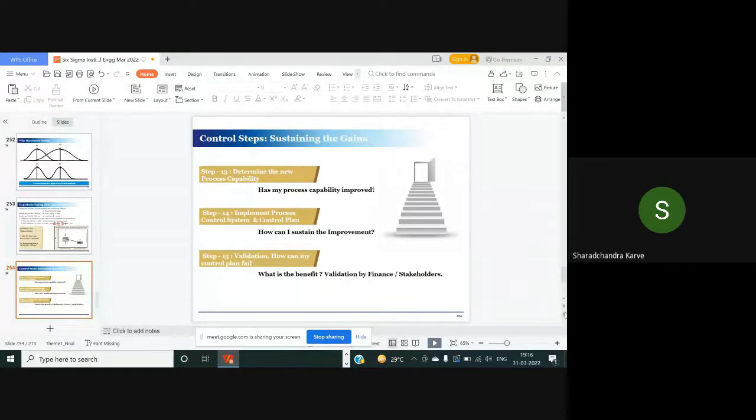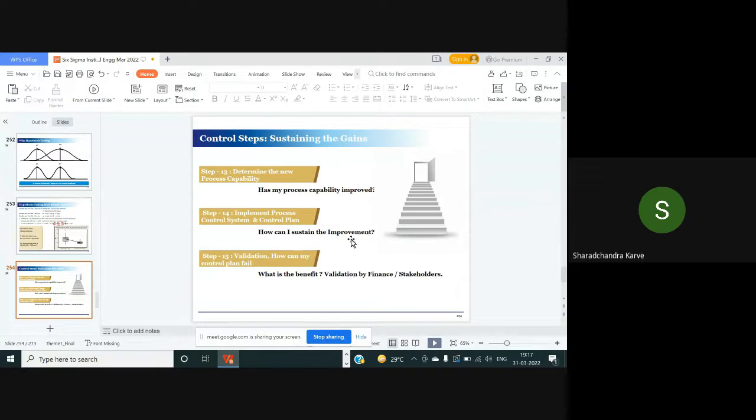The next step, or the last step, is the control phase. In the control phase, we determine what the new process capability is. That means my process has already improved. Now, what is my new capability? So when I took up a project on a 0 to 6 scale, my process capability was 2. And if I improve the process, how much has the capability gone up? How much has the sigma level improved? And if you are improving even 0.2 or 0.3 sigma level, there is a huge defect reduction. And the emphasis is to reduce the defects so that you improve the capability of the process.